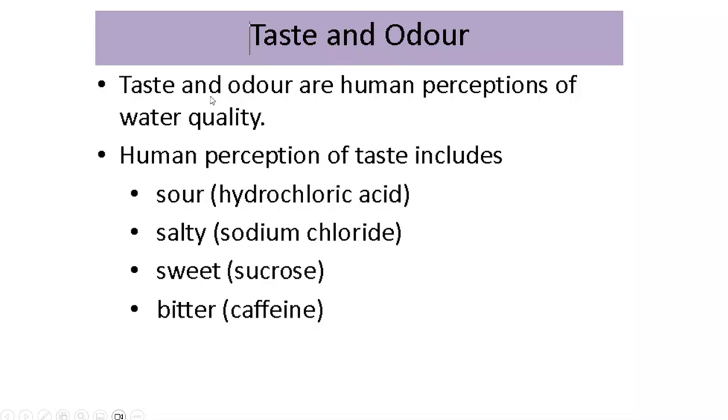Taste and odor. Taste and odor are human perceptions of water quality. Human perception of taste includes sour, salty, sweet, and bitter. If water is sour, then there is hydrochloric acid inside the water. If water is salty, then definitely sodium chloride is available in higher concentrations in the water. If water is sweet, it means there is possible, not possible, but 100% involvement of the compound or element. And if water is bitter, it means the water is a mix of caffeine.